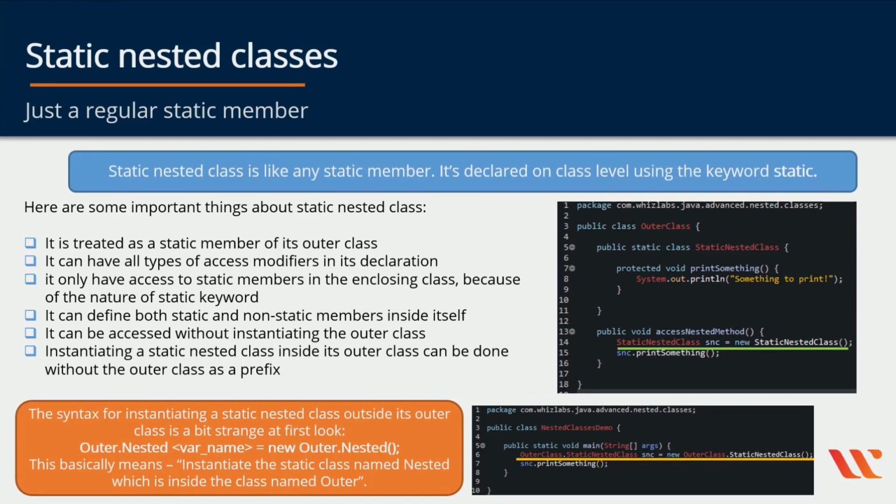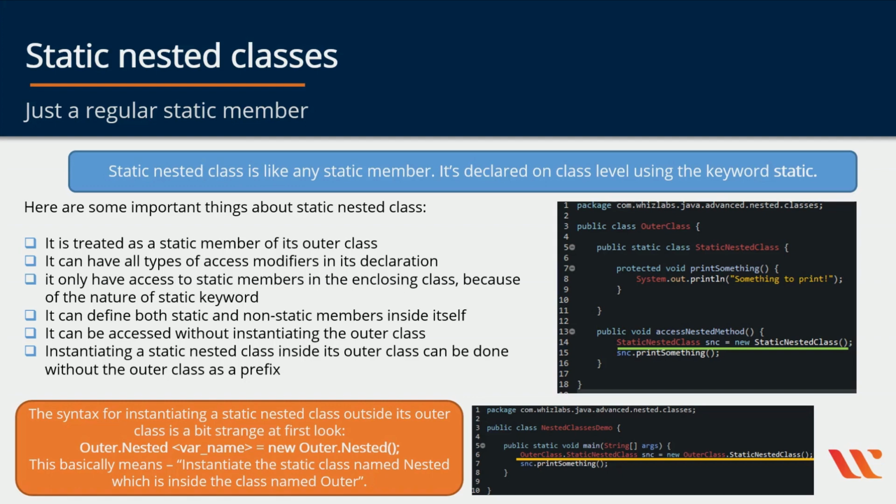Let's get started with the ones in this video, shall we? First, we got the static nested class. Static nested class is like any static member. It's declared on class level using the keyword static. Here are some important things you need to know about static nested class.